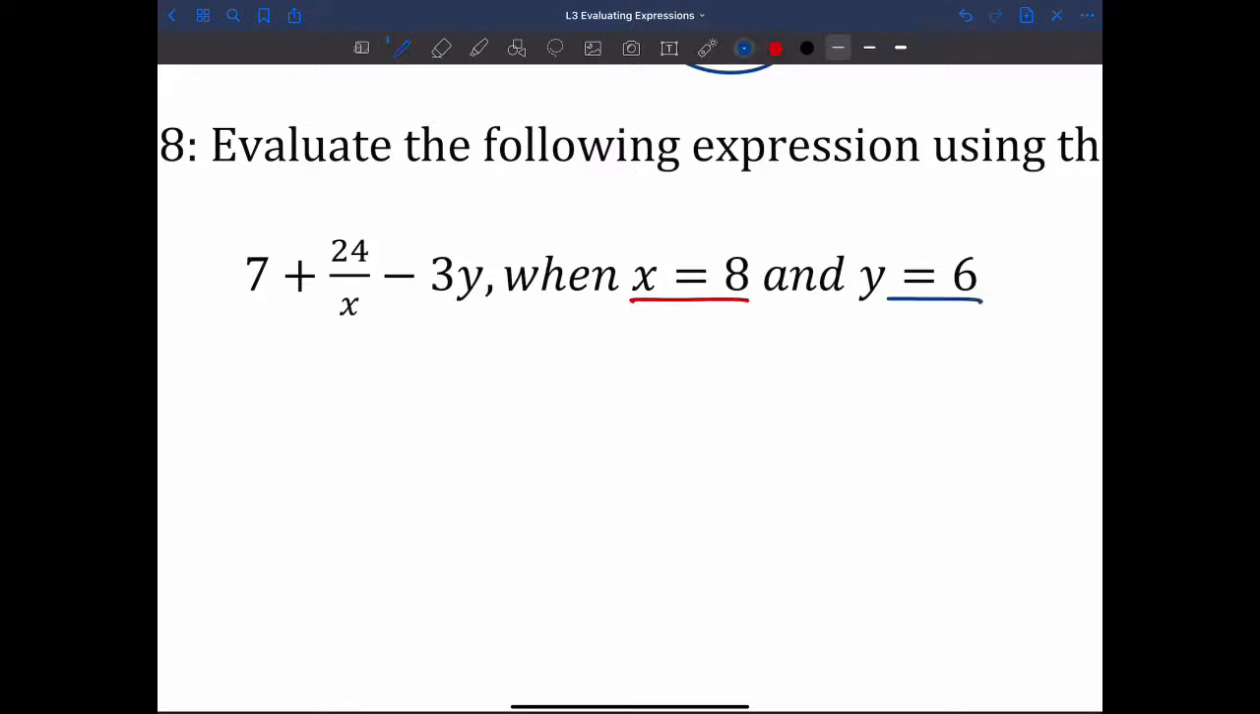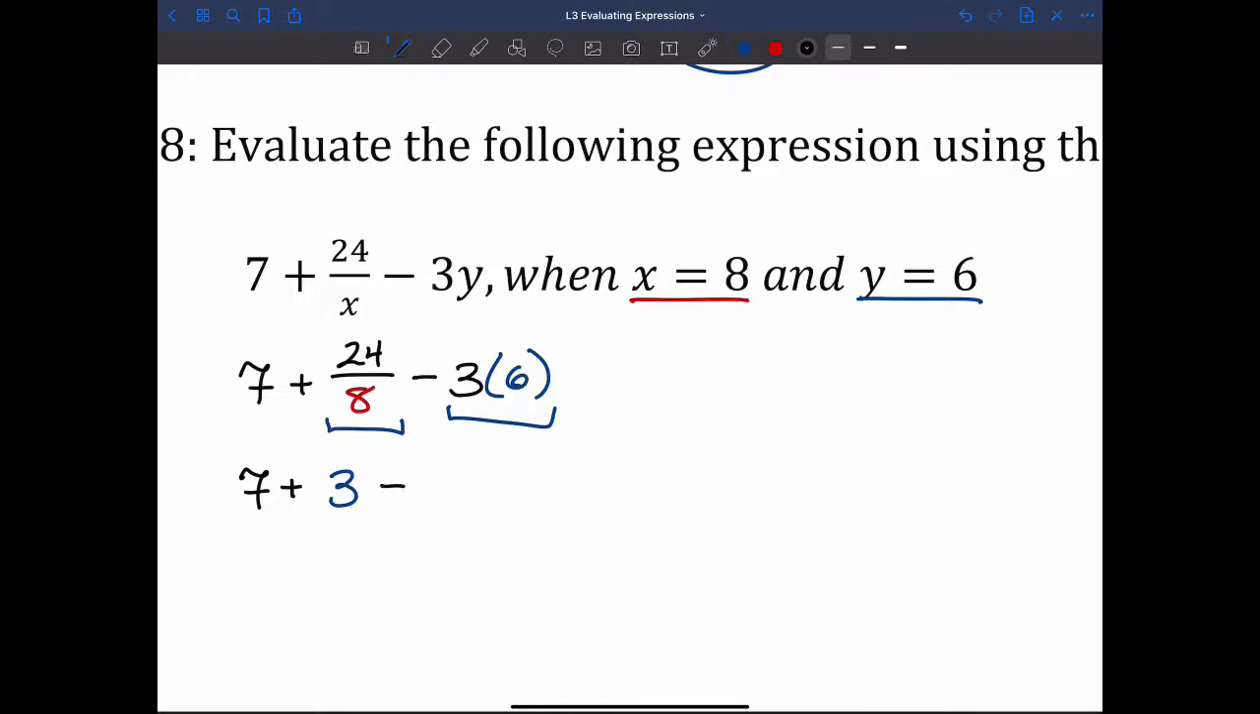X is equal to 8. Y is equal to 6. I'm going to start off by replacing things. It's 24 divided by 8. And this is now 3 times 6 for the Y. Right. So again, multiplication and division are all one step. I'm going to start off by doing that division. 24 divided by 8 is going to give me 3. The other piece here, 3 times 6, again, still in the same step because it's multiplication and division. 3 times 6 is 18.